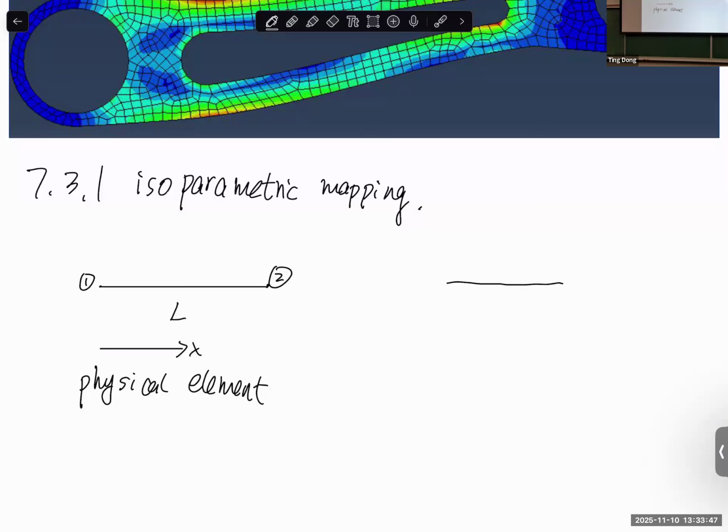And we said we need to convert to the reference coordinate, the S coordinate, which should always go from 0 to 1. In this way, we can have one set of shape functions to solve all problems. Again, this is node 1, this is node 2, and it's always from 0 to 1. And this is the reference element.